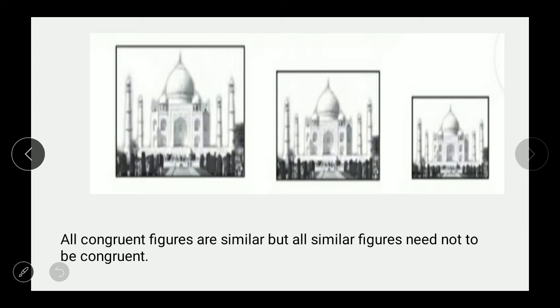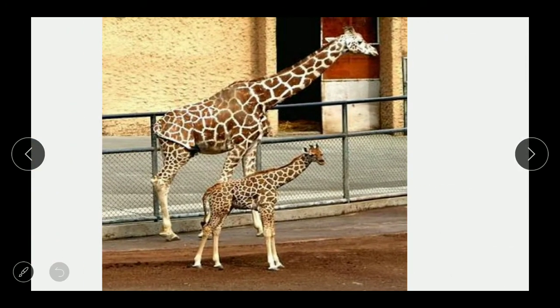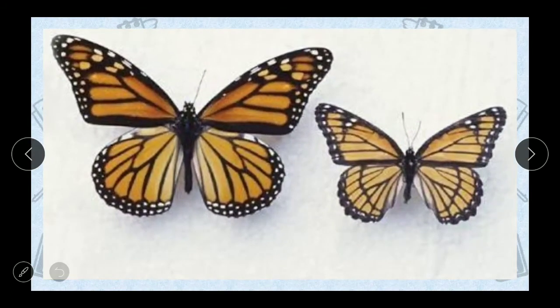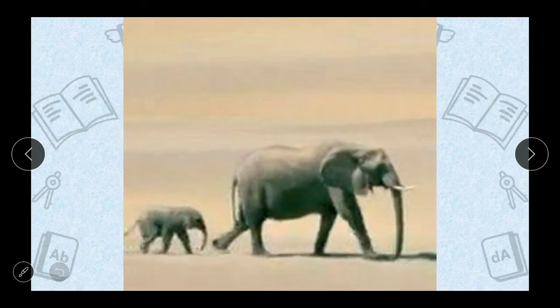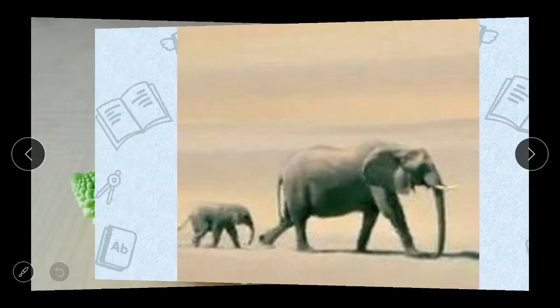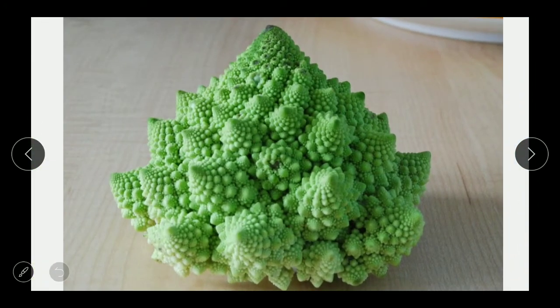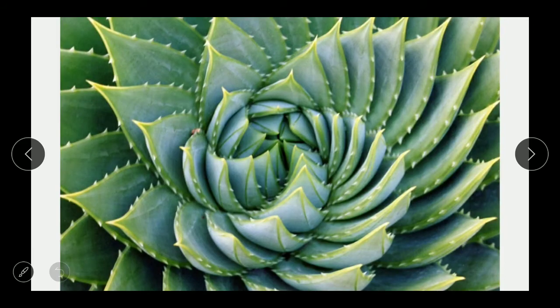We can take more examples. In this picture, I have one big and one small giraffe, one big and one small butterfly, they are also similar. Baby elephant and mother elephant, they are also similar. In this object, every pattern has the same shape, but the size is different. Hence, each pattern is similar but not congruent. And now, we have these petals of the same shape but not the same size. So, they are also similar but not congruent.